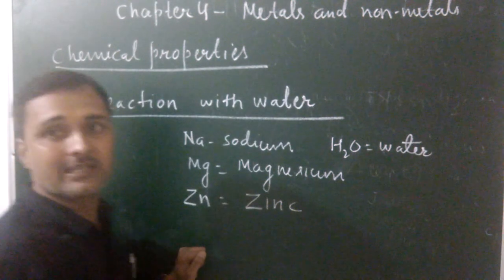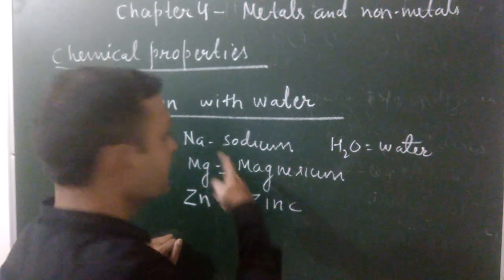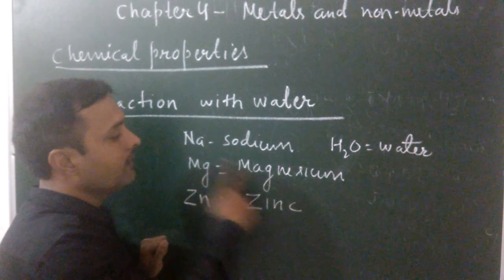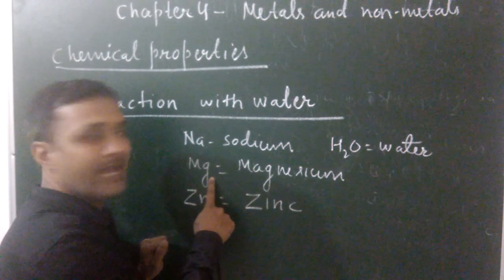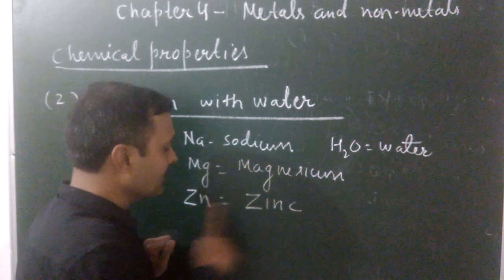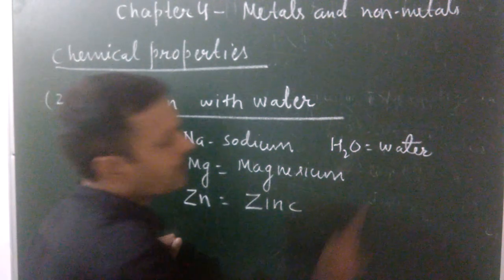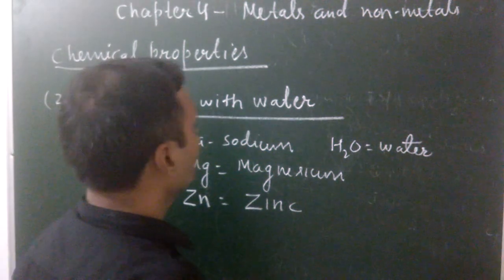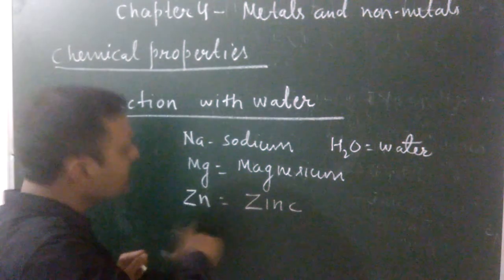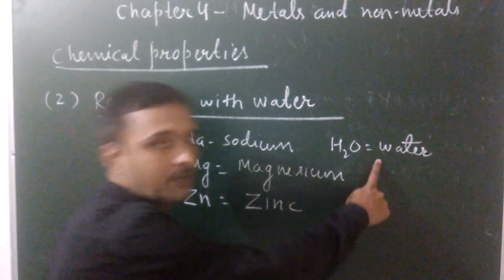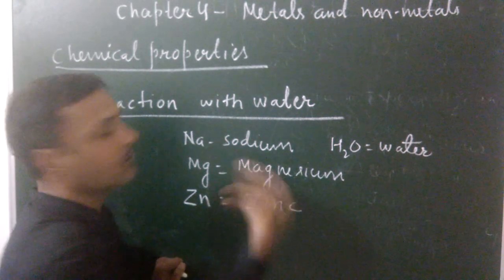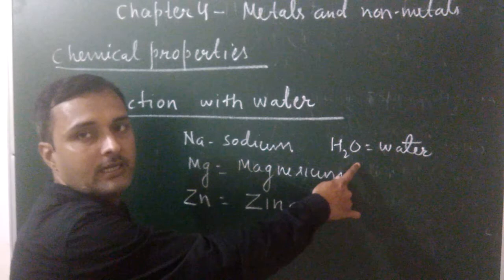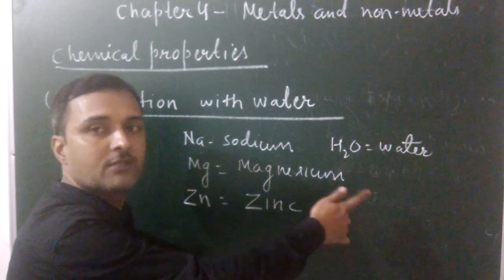So try to read well. These symbols: sodium is represented by Na, magnesium by Mg, zinc by Zn, and water by H2O. Now see what happens when these three metals react with water. First of all, you have to read the reaction of metals with water, then the reaction of non-metals with water.